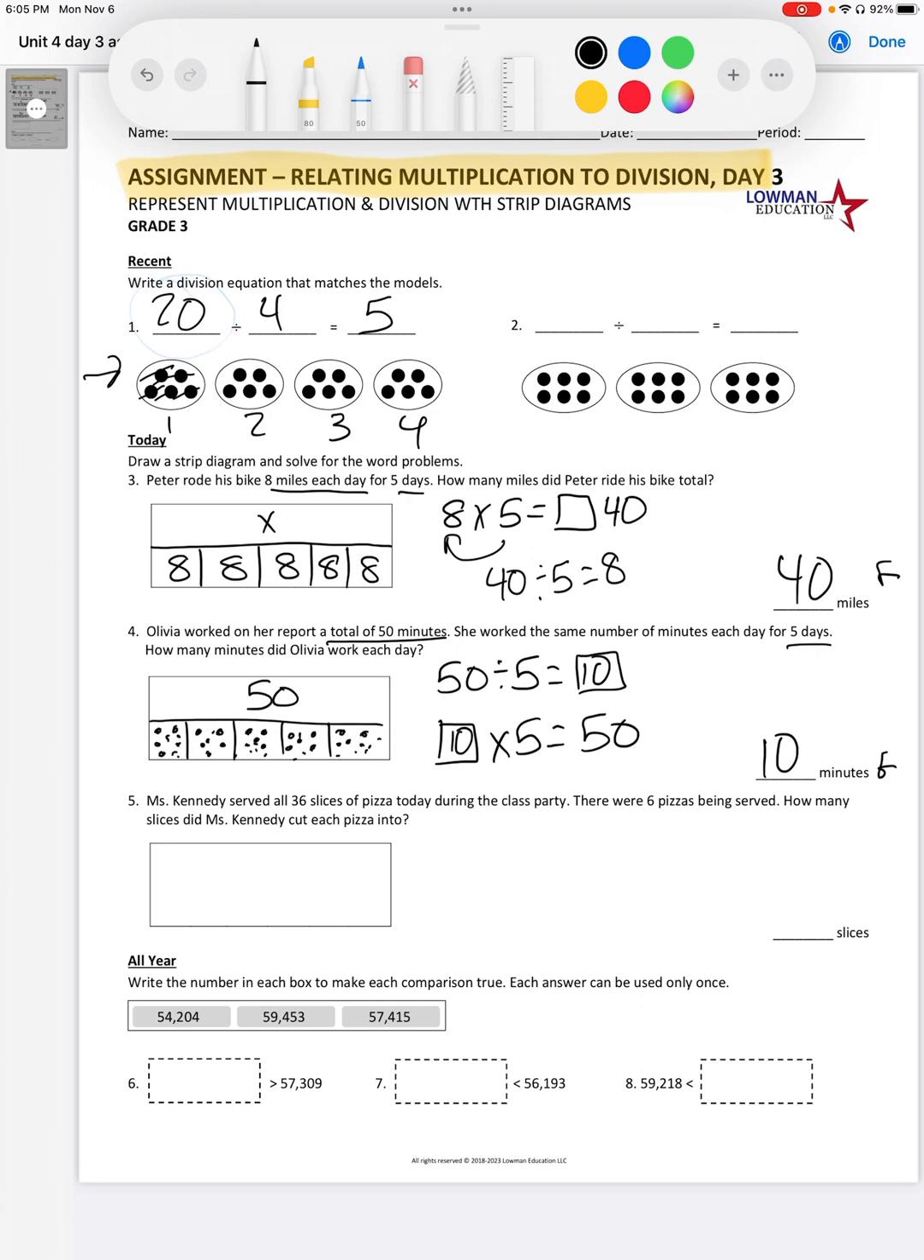The last 3 problems are comparison problems. Our kids are pretty good at that. They'll be able to figure this out. They need to look at these 3 numbers, figure out which one fits in which box to make each of these things true. They might have to kind of play with moving the numbers around a bit here and there to make that happen.